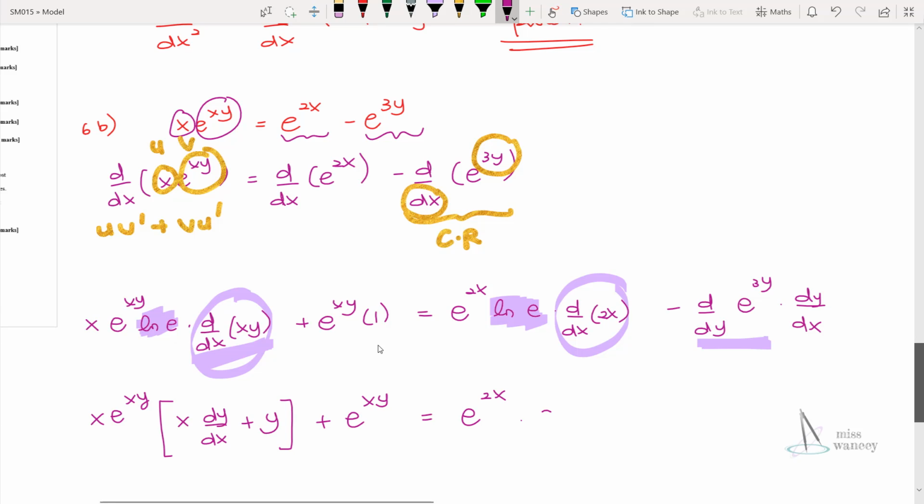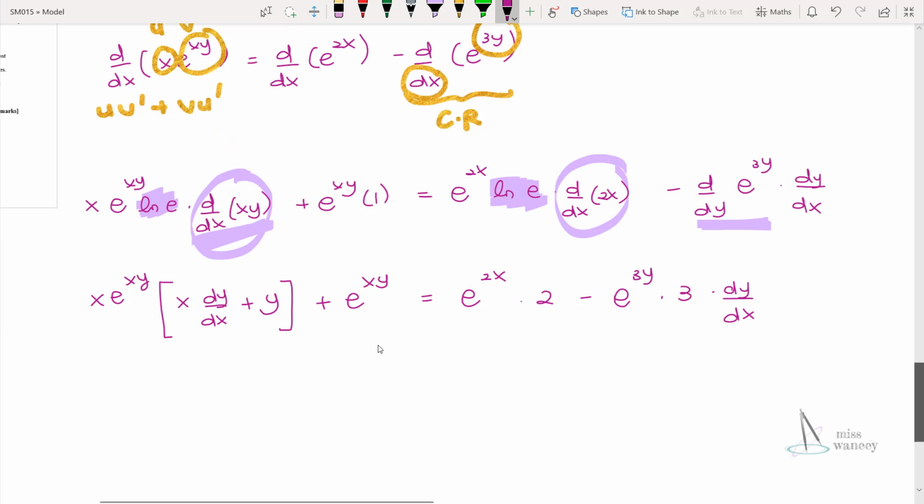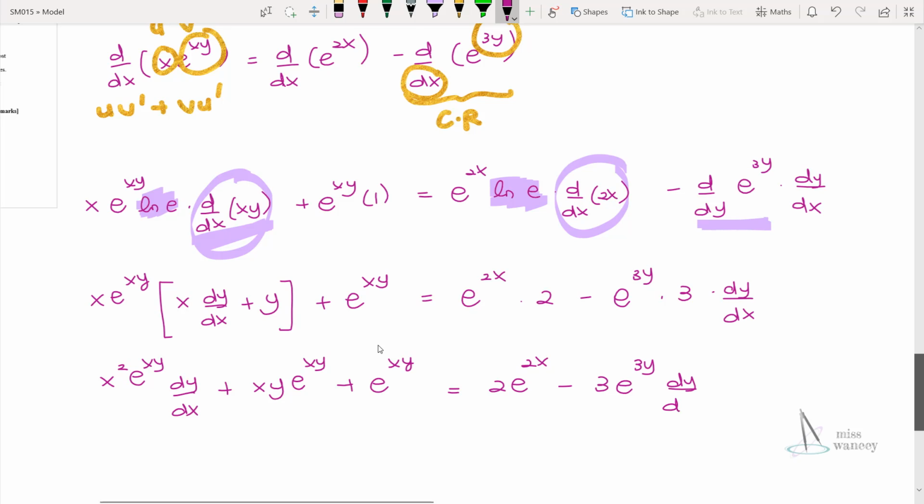2x. Differentiating 2x, we get 2, minus, so differentiating the exponent, e^(3y) times 3 times dy over dx. Okay, so what we have here is x squared e^(xy) dy over dx plus xy e^(xy) plus e^(xy) equal to 2e^(2x) minus 3e^(3y) dy over dx.